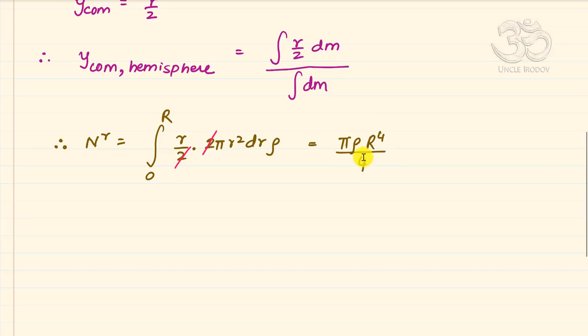And what do we get for the denominator? So the denominator is the integral of the dm term. The dm term is here 2 pi r square dr into rho, and this integral has to be done from again 0 to capital R. So you again do the same things. You take 2 outside, pi outside, rho outside. So you have got a 2 pi rho, and then you have got r square dr, which will give you r cube by 3, and using the limits will give you big R cube by 3.